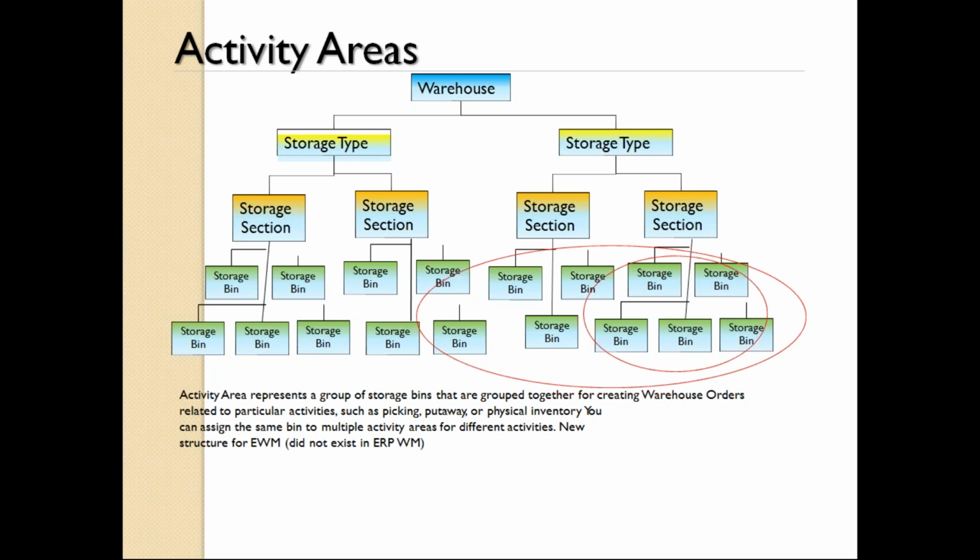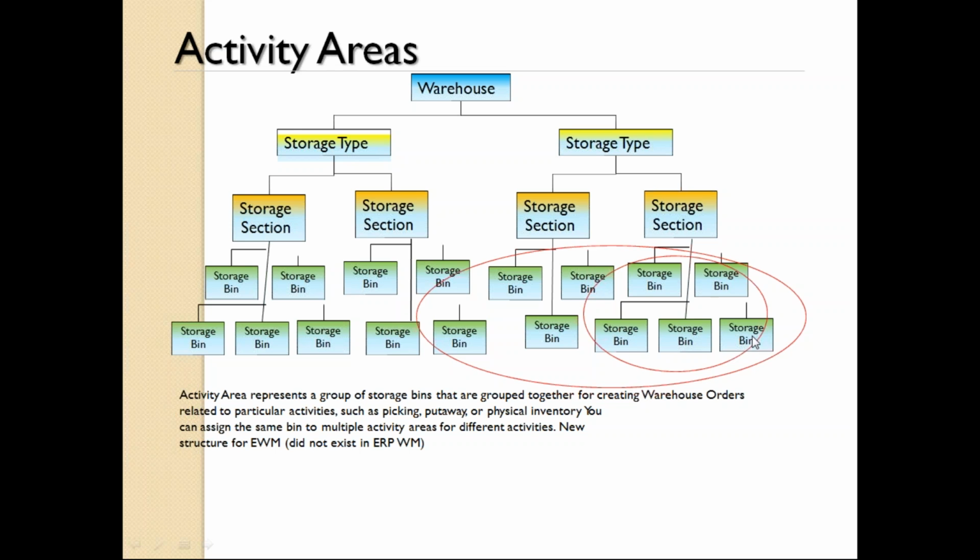So it's basically a grouping of bins. Whatever configurations are available at the activity area level will be applied to this set of bins. Let me give you a very basic example. Let's say put away is happening into this bin. A very common use of activity area is that you define a sequence. So when I go into put away, I want the system to follow a sequence: 1, 2, 3, 4, 5.